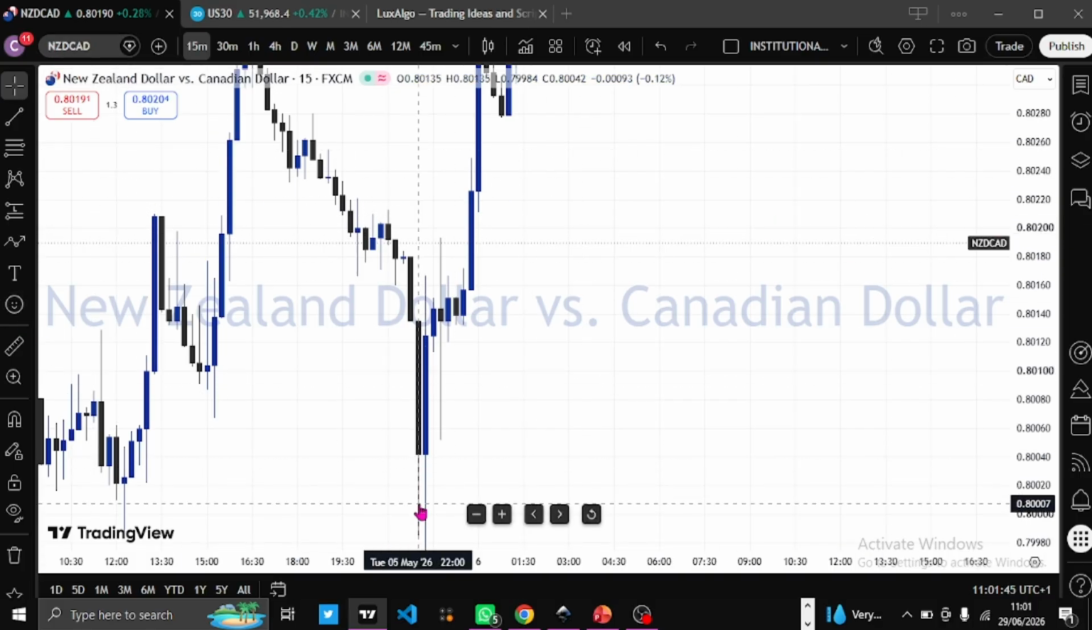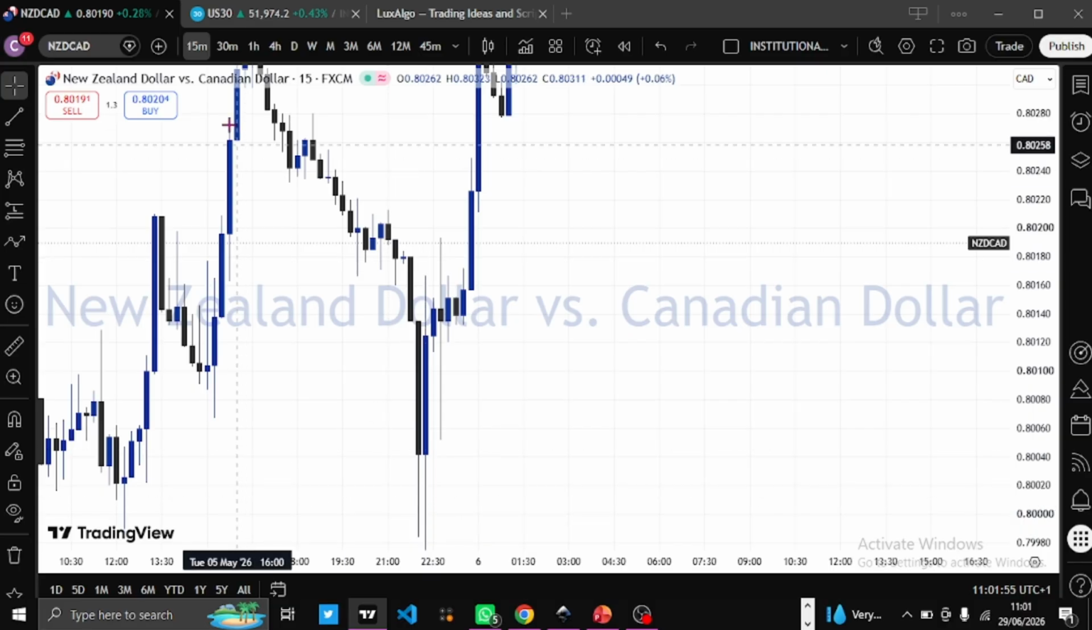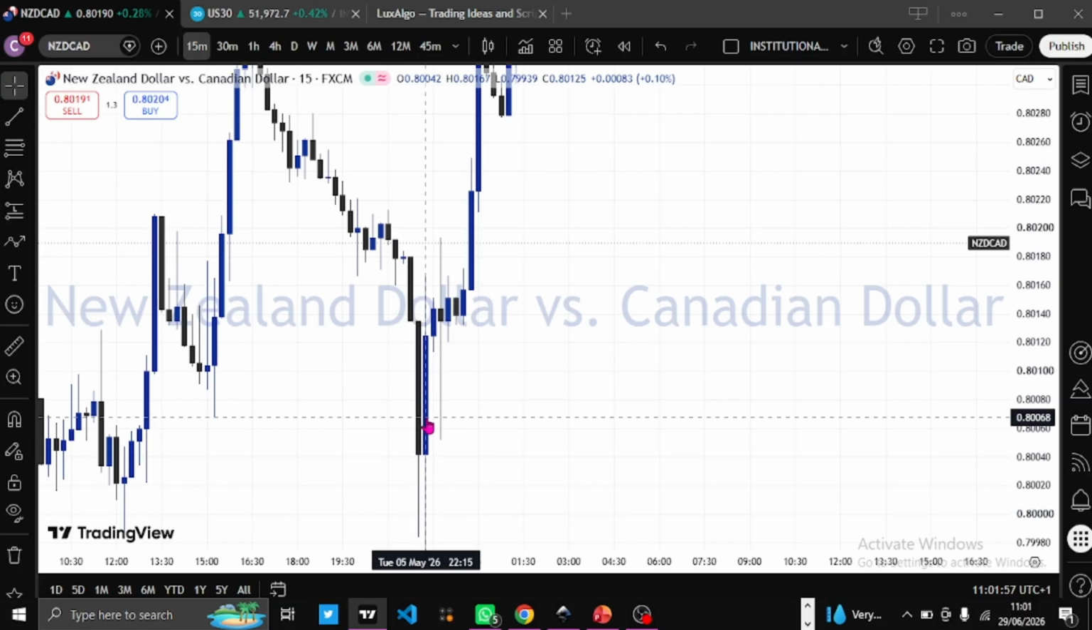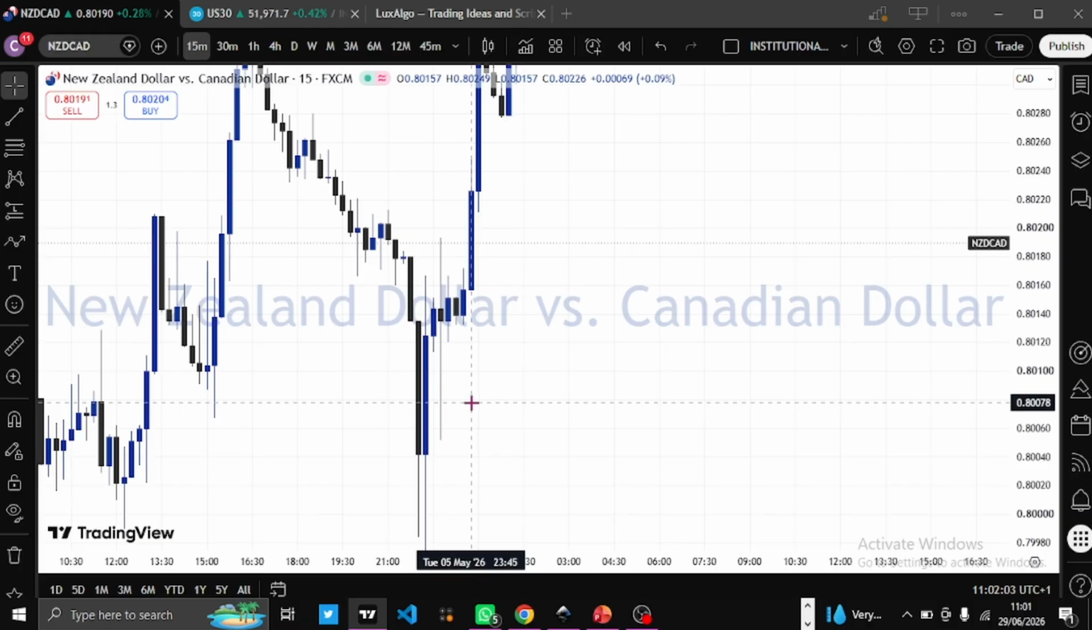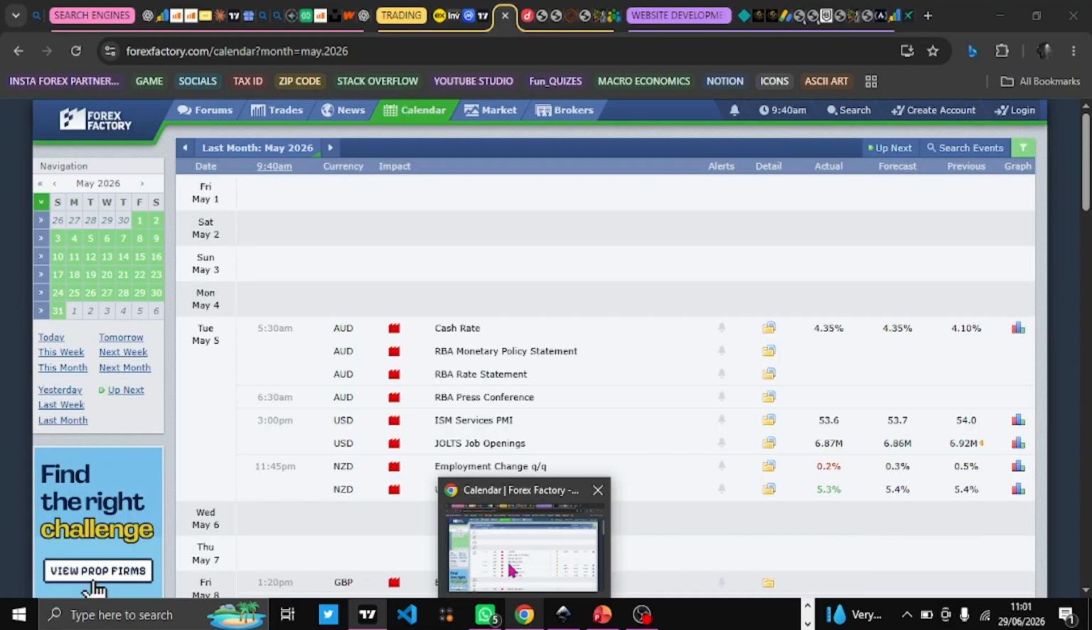So I am currently on May 5. You can see May 5, and the time is 11:45 p.m. So let's go to 11:45. This is 22:15. I'm using 15 minutes time frame so that we can get this plotted out first. So this is 22:45. We should be looking for 23:45. Now this is 23:45. You can see it 11:45 p.m., Tuesday, May 5, 2026. Exactly what we have here on my Forex Factory.